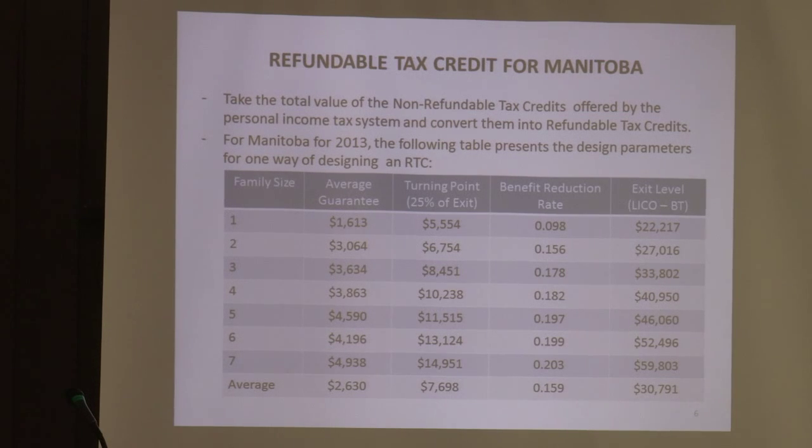So what would be the cost and impact of this version of a guaranteed income? One of my basic messages is there's an infinite number of different guaranteed incomes that you can design, an absolutely infinite number. So you have to make choices. So this is just one example. So what would the cost be?